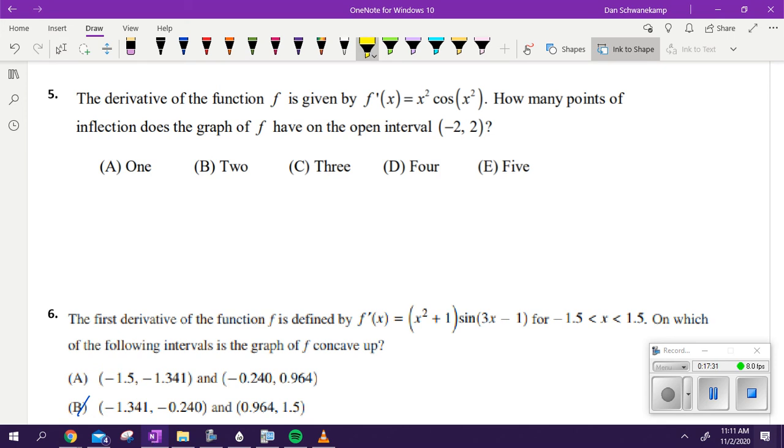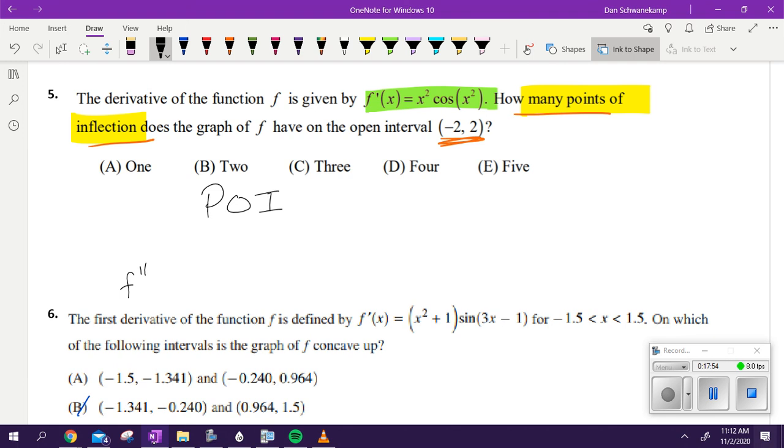The derivative of f is given by this thing right here. F prime is that. How many points of inflection does the graph have on the open interval from -2 to 2? We're talking about a point of inflection. So the first thing we're going to do is write down, what am I looking for? Normally, what am I talking about with points of inflection? Second derivative, f double prime changes signs. That's a point of inflection.